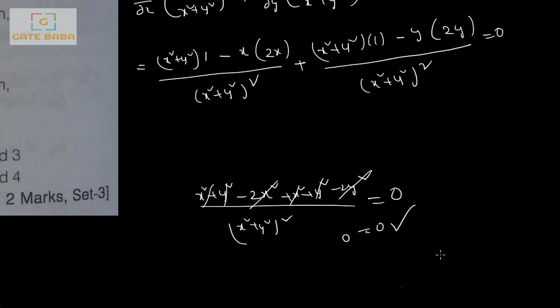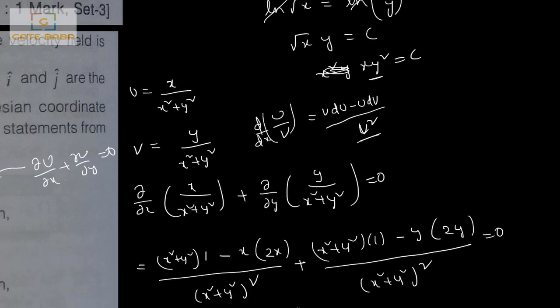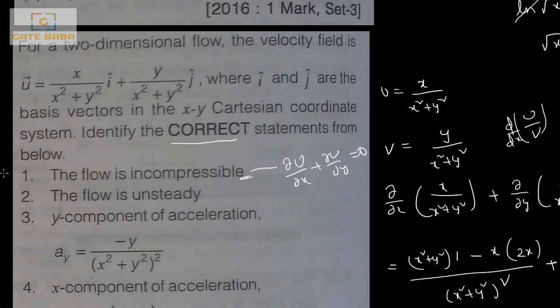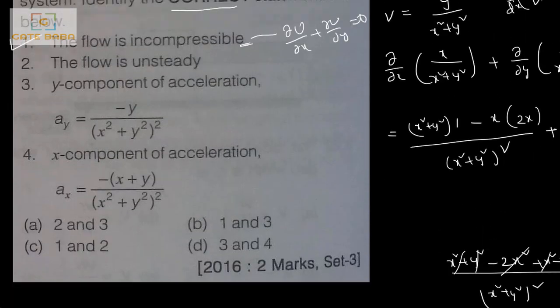So the flow is incompressible. The first statement is correct. Check the options for the correct answer. Option 1 has B and C, so we have to choose option B or C only. So we have to check only statement 3 and statement 2. No need to check statement 4 again.